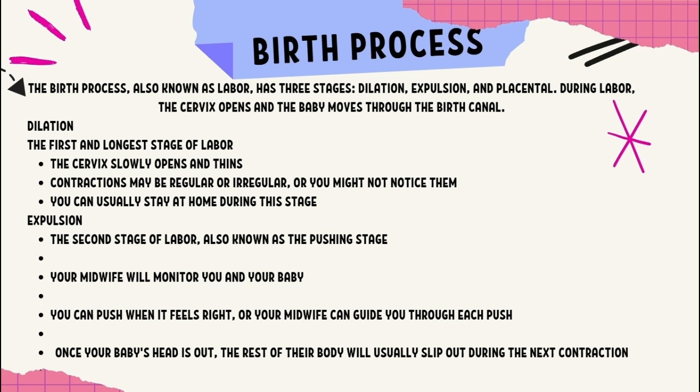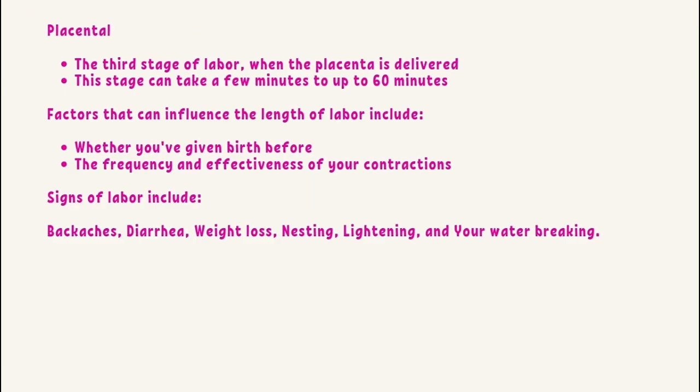If the baby sits upside down, sideways, across here, it will create a lot of problems. In that case, they might tell the pregnant woman to have a C-section, or they might tell them to do something to try and turn the baby, right? So the placenta, the third stage of labor when the placenta is delivered, can take a few minutes or up to 60 minutes.